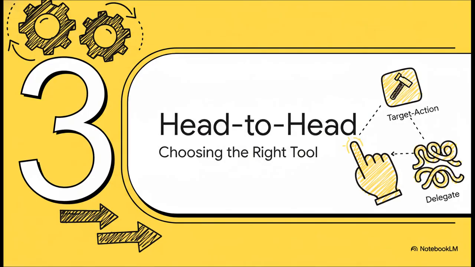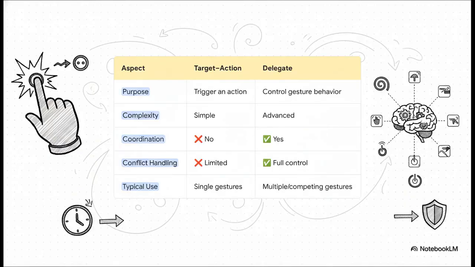Okay, so we've seen them both on their own. Now let's put them in the ring, head to head. This is where it's going to get crystal clear which tool you should be reaching for and when. This table pretty much says it all, doesn't it? Just look at that first row. Target action is all about triggering an action after the fact. The delegate, though, that's about controlling behavior before it even starts. It's really the difference between being reactive and being proactive. One is for a single, simple gesture. The other is the traffic cop you absolutely need when you've got multiple gestures all fighting for the spotlight.